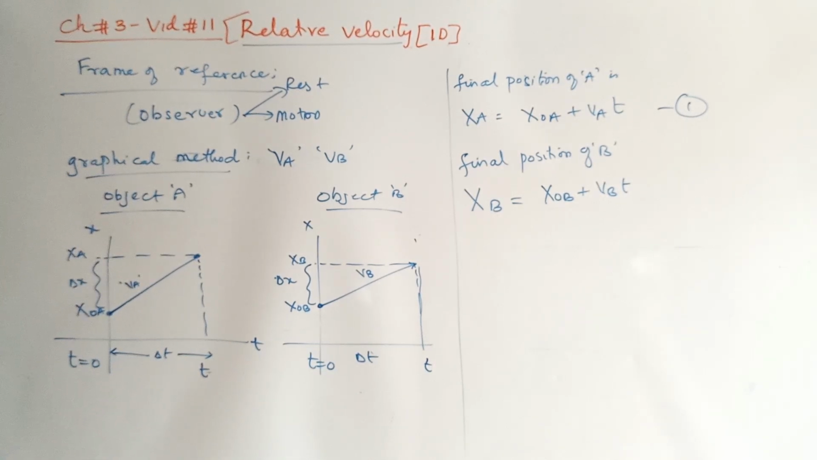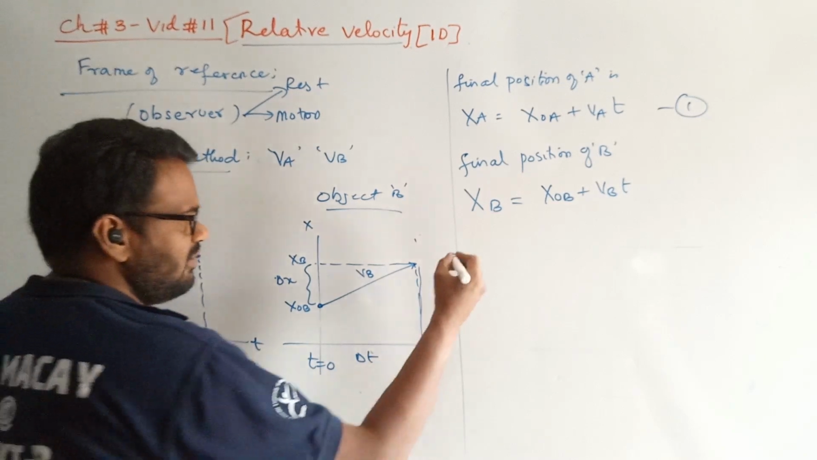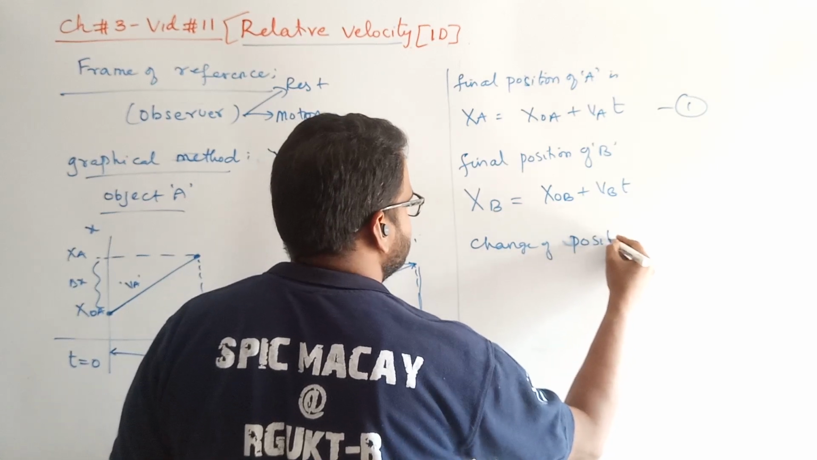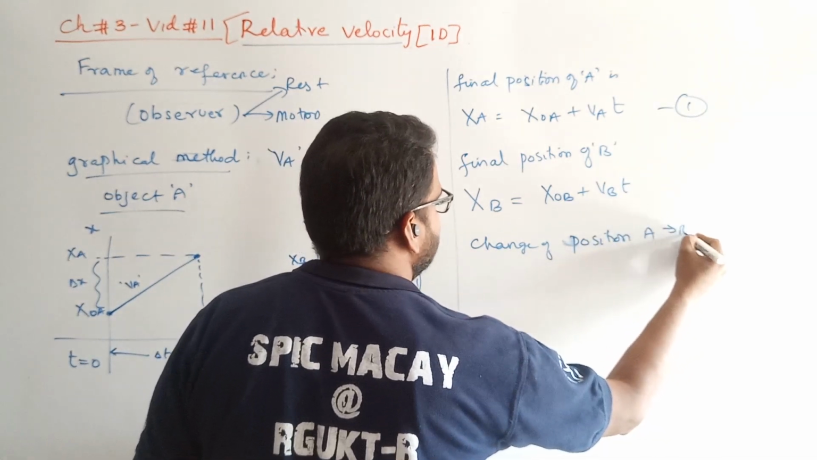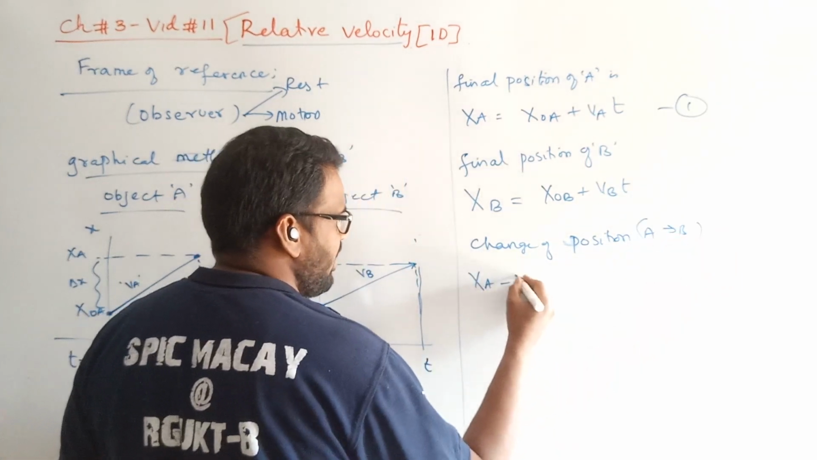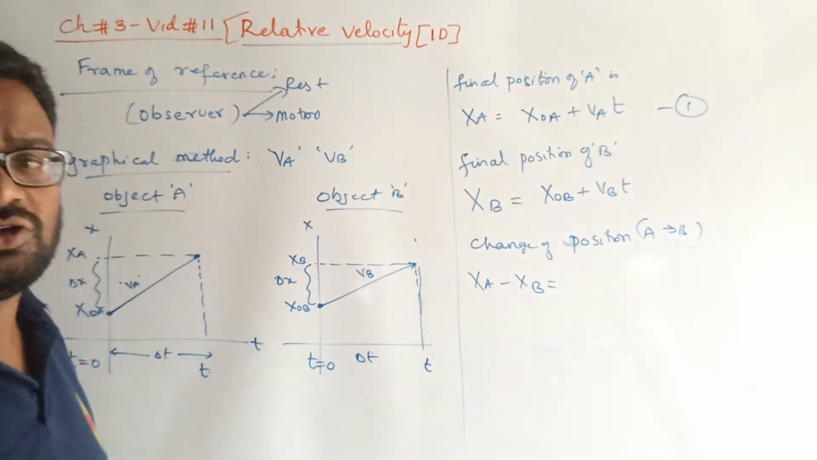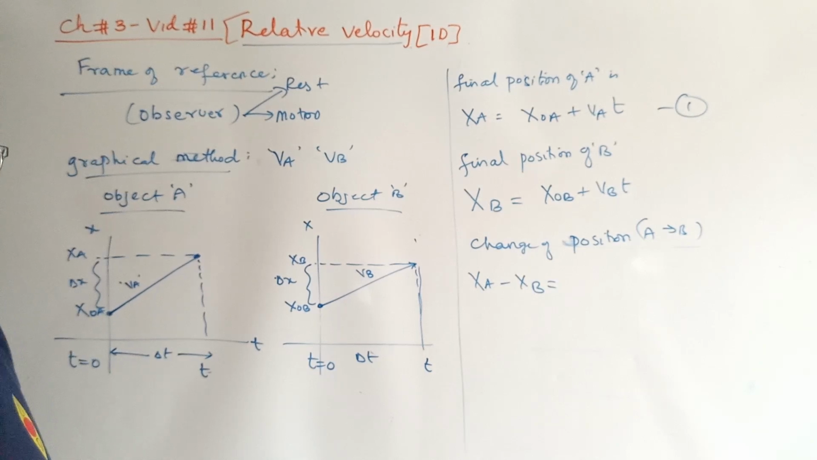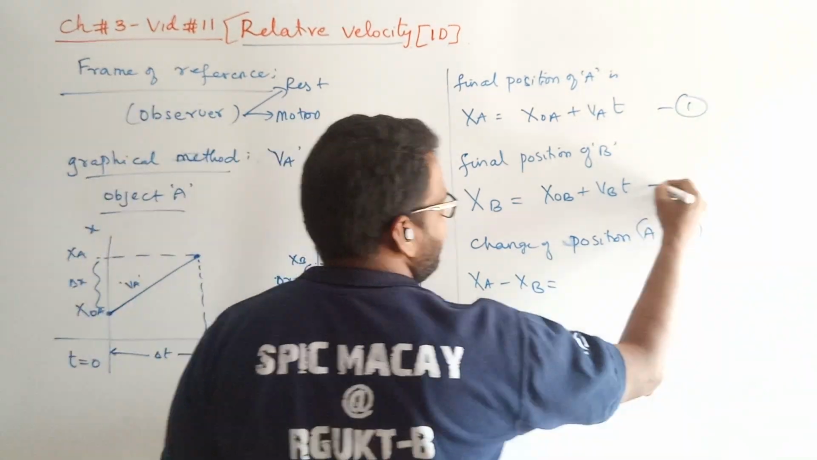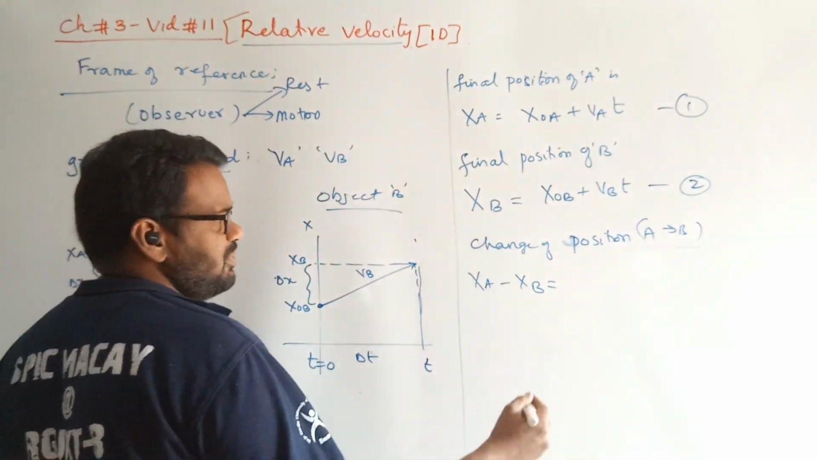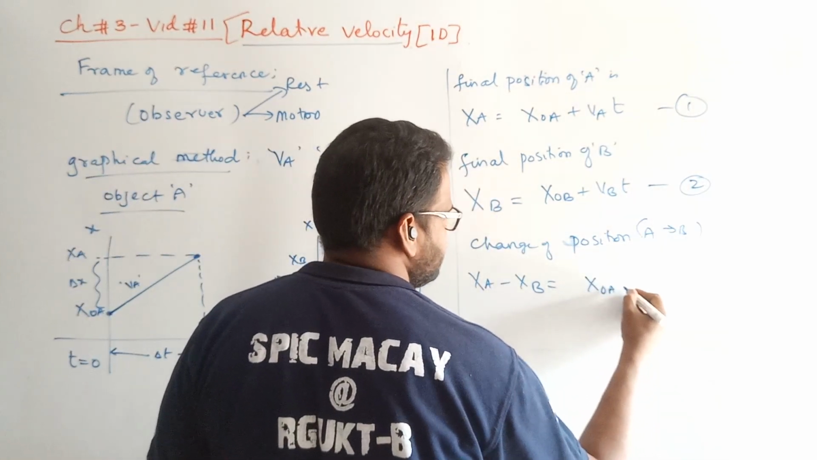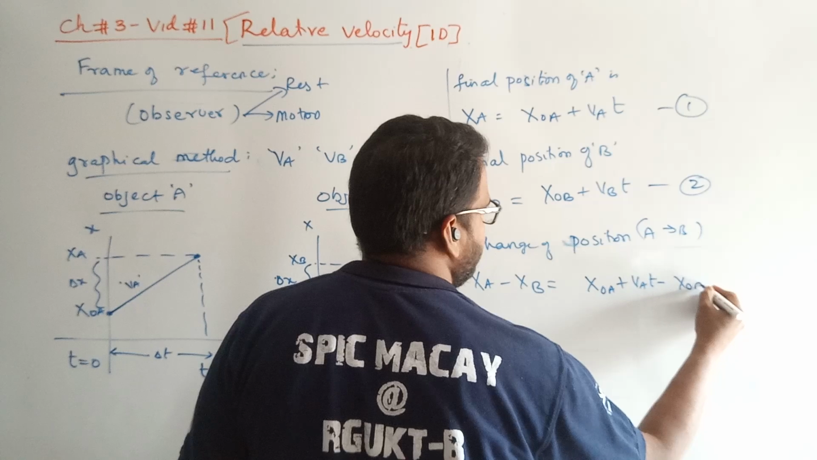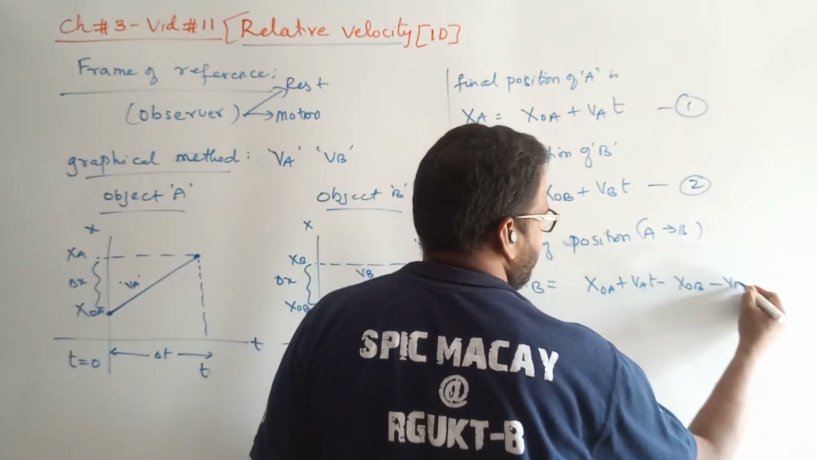Accordingly, the displacement it covers is going to be the change of position. Therefore, the change of position from A to B, let us say, is XA minus XB. How much is the change of position from XA to XB? We can write for B to A also. If you take this as equation number 2, XA minus XB can be written by means of what? RHS: x naught A plus VA T minus x naught B minus VB T.